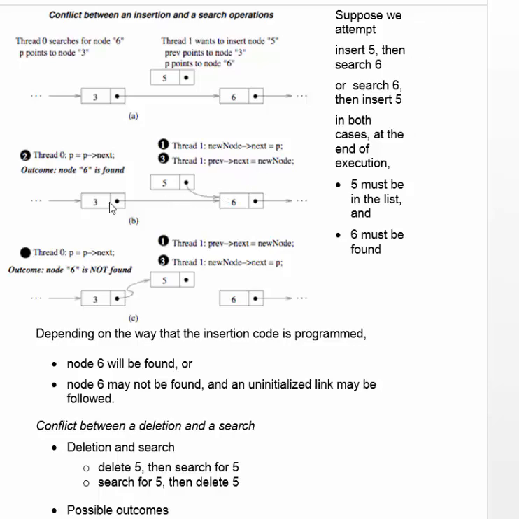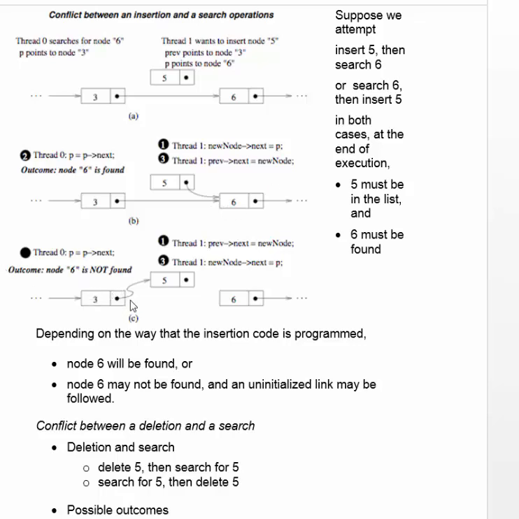So here are two possible sequences that could occur. The first one is that node 5 is put on the list, but the pointer from node 3 to node 5 is not inserted until after the search operation follows the pointer from 3 to 6. Then it does find 6 on the list.